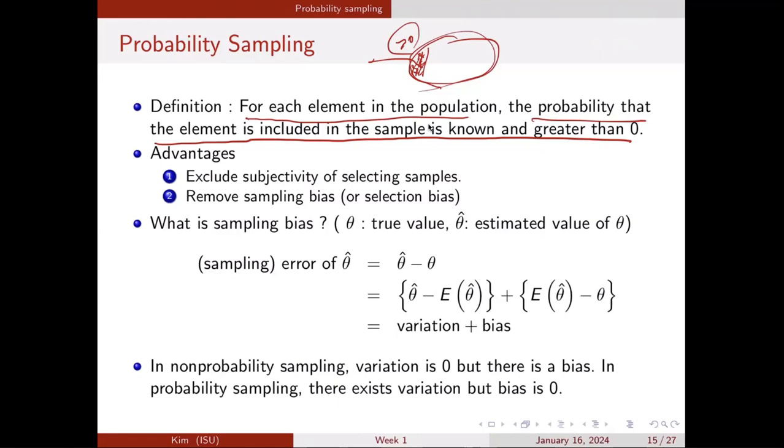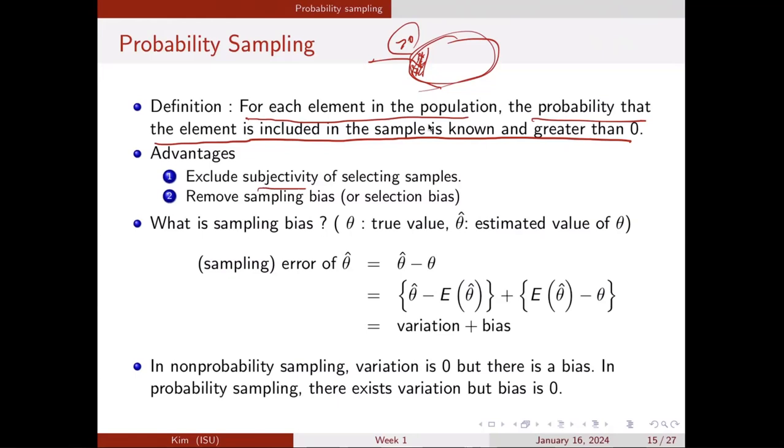So this is especially popular in government statistics, because people may complain, or it may be politically sensitive, right? The numbers could be politically sensitive. So to achieve the best objectivity, we probably impose certain randomness. So the advantage is that we exclude the subjectivity of selecting samples, and also remove the sampling bias or selection bias.